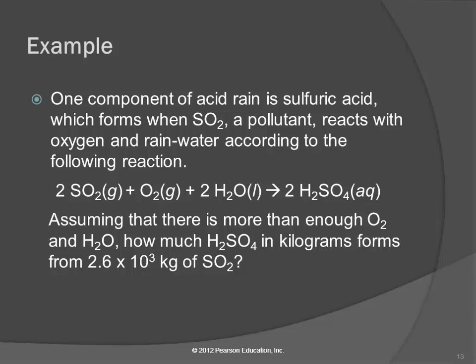Another example. Oh, joy. One component of acid rain is sulfuric acid, which forms when SO2, a pollutant, reacts with oxygen and rainwater according to the following reaction. Assuming that there is more than enough oxygen and water, how much sulfuric acid in kilograms forms from 2.6 times 10 to the third kilograms of SO2?